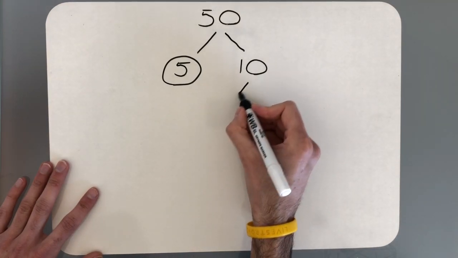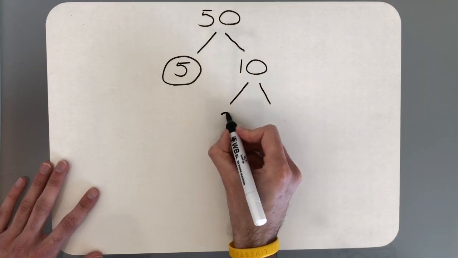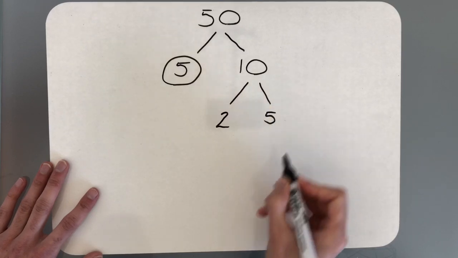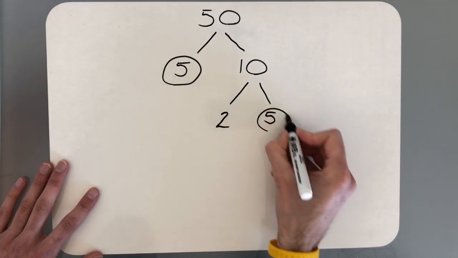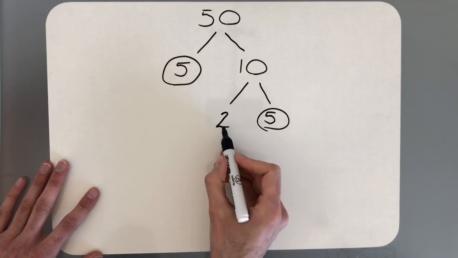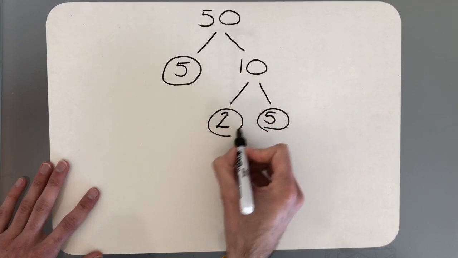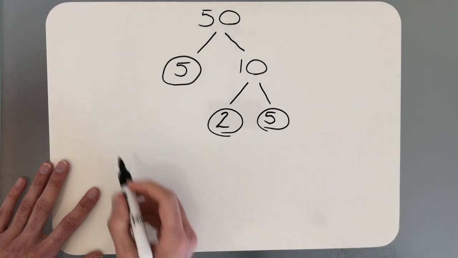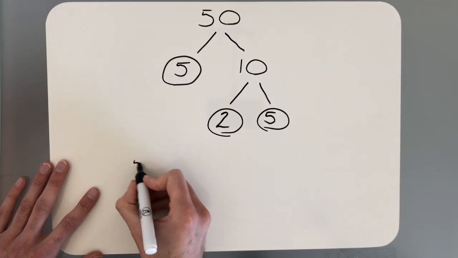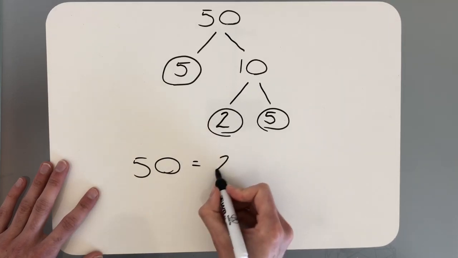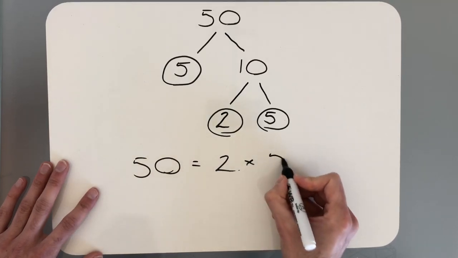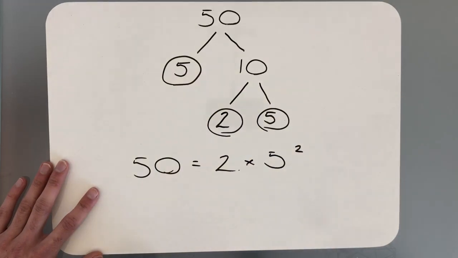So now we look to break this down, and now we'll go with 2 multiplied by 5. From the other branch, we know that 5 is prime, so I will circle that. And then I also know that the number 2 is prime, so I will circle that. So we write our answer together now. 50 is equal to 2 multiplied by 5 squared.